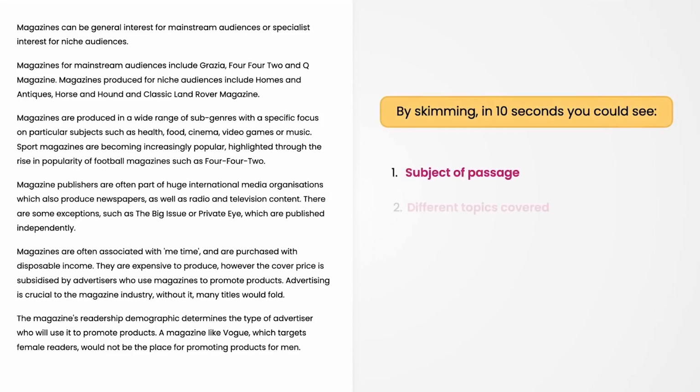So in doing that 10-second skim at the start, you get to understand the subject of the passage. So for this one, the subject is about magazines. And you get to see the different topics covered. And again, for this one, the topics are just everything about magazines covered in one passage. So as you can see, it would be much easier to pick football as our keyword, as that's less likely to come up.